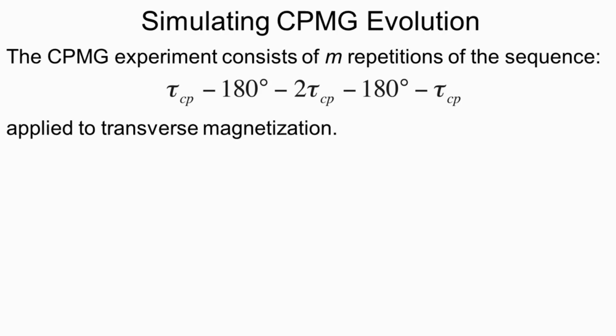One unit of the Carr-Purcell-Meiboom-Gill sequence is two 180-degree pulses, so two spin echoes arranged in this symmetrical way. So we have a delay tau CP, a 180-degree pulse, a delay 2 tau CP, another 180, and then a final tau CP. So one unit is 4 tau CP long, and the way the experiments are commonly done, tau CP is long compared to the length of the 180-degree pulses. So we imagine that the 180-degree pulses are basically instantaneous.